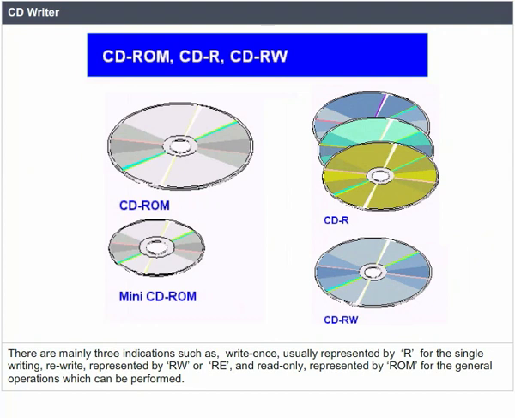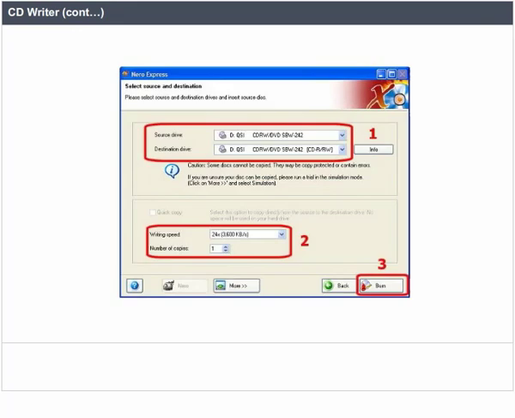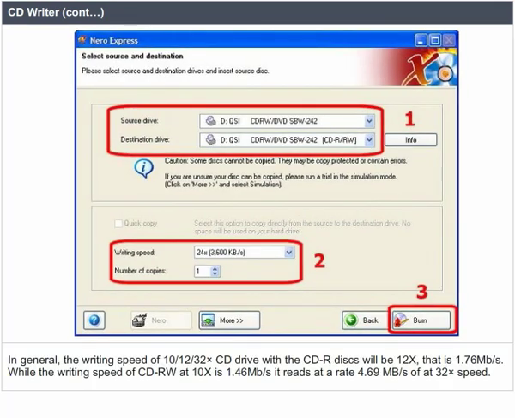In general, the writing speed of a 10, 12, 32 CD drive with CD-R disks will be 12x, that is 1.76 MB per second, while the writing speed of CD-RW at 10x is 1.46 MB per second. It reads at a rate of 4.69 MB per second at 32x speed.